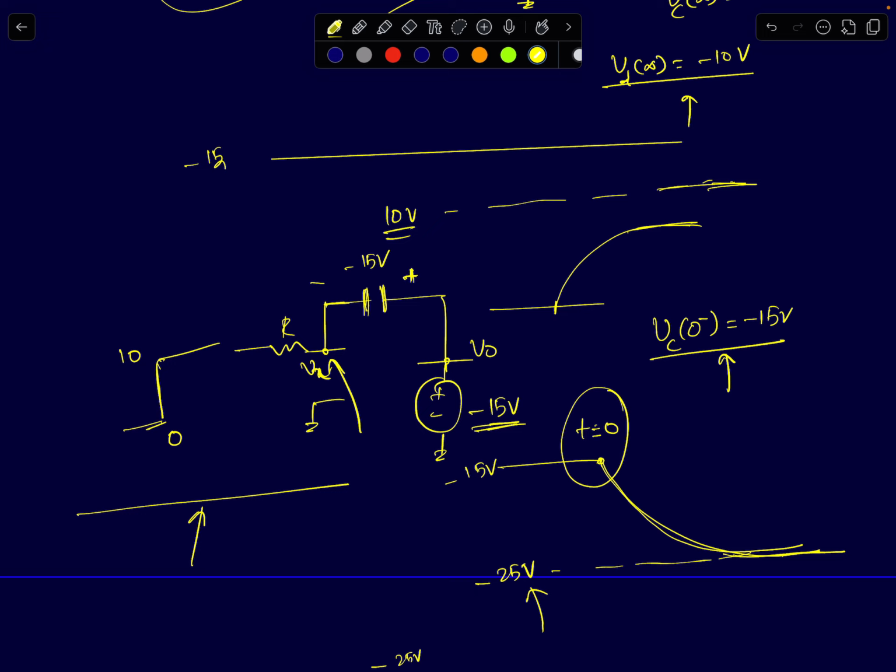So this is about how to analyze RC integrator circuits. In the next lecture, we will analyze a very similar problem. It will be an RL integrator.